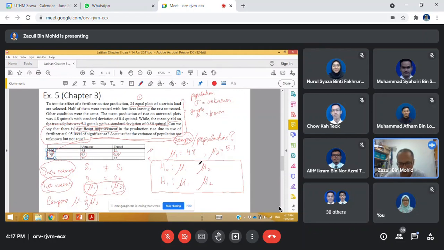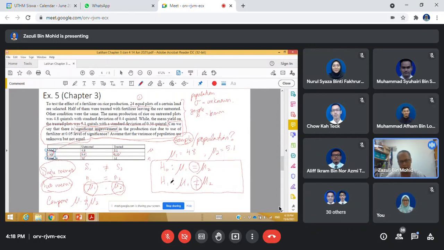Null hypothesis, what mark do we have here? Equal. Symbol. Equal. Equal. So this one, not equal. One of you answered not equal. Anybody have another answer?